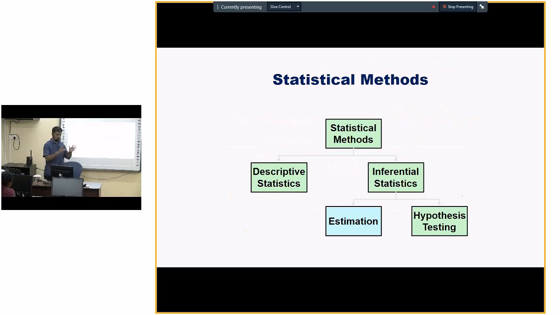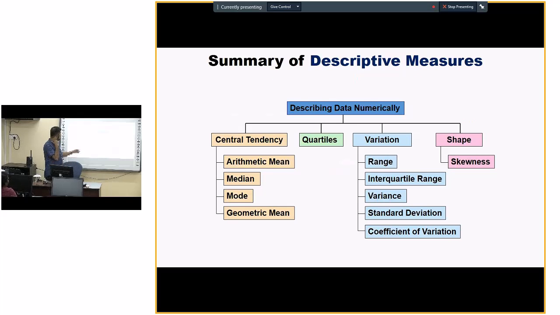If you have any doubt, you can ask. I am not going to discuss this, it is also included. Here, these are the main measurements under descriptive statistics. We already discussed this matter. Now this time we have to apply them.